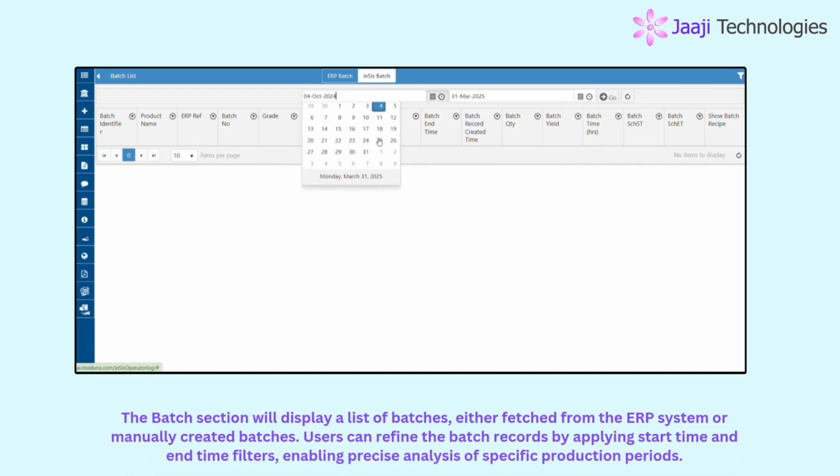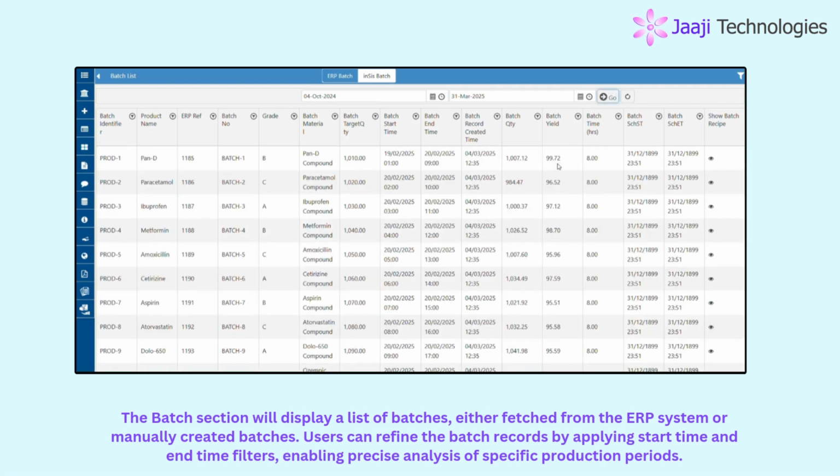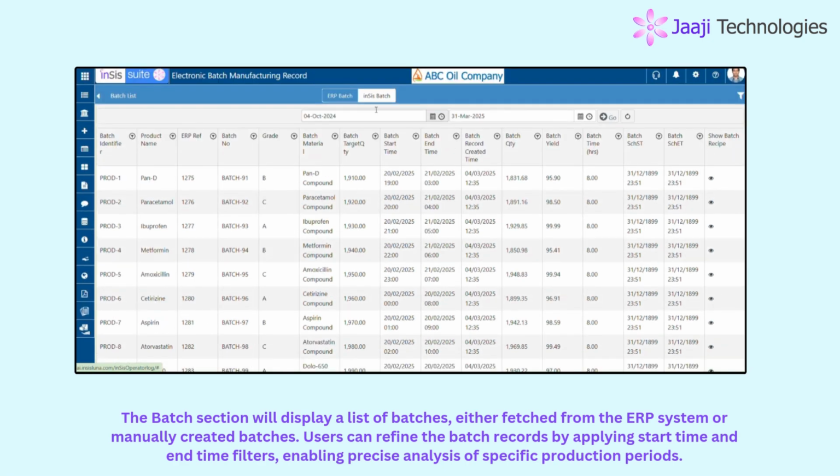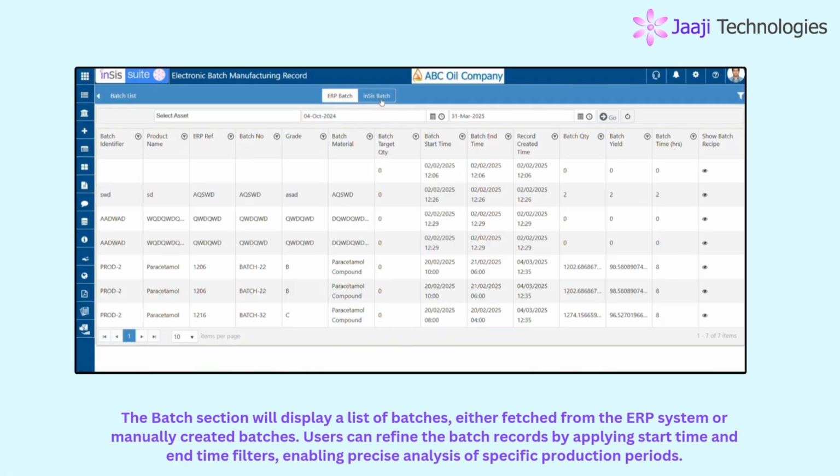The batch section will display a list of batches, either fetched from the ERP system or manually created batches. Users can refine the batch records by applying start time and end time filters, enabling precise analysis of specific production periods.